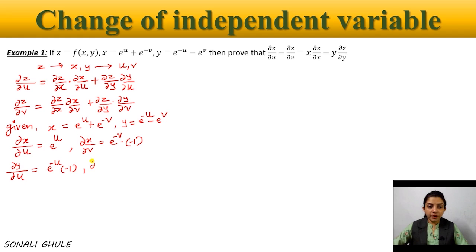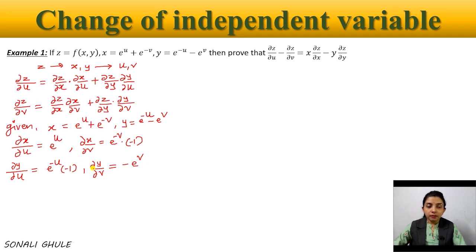Then find the derivative of y with respect to v, keeping u constant. So e to the power minus u is constant, and the derivative of minus e to the power v is minus e to the power v. So now from the given part, we have found all these derivatives.